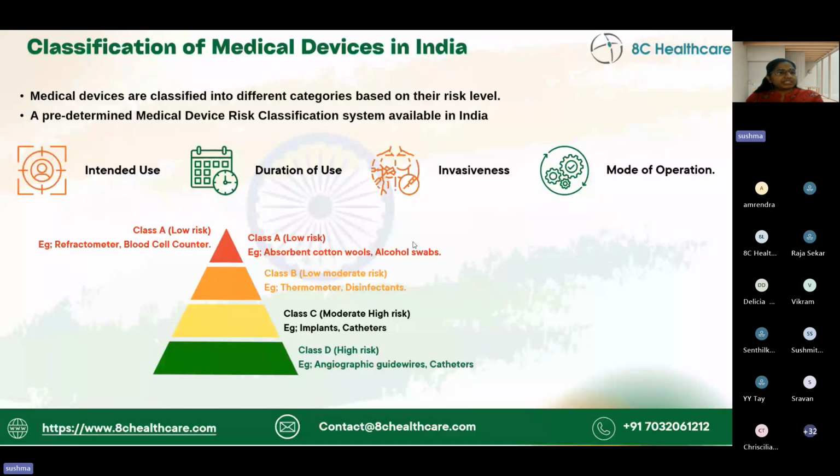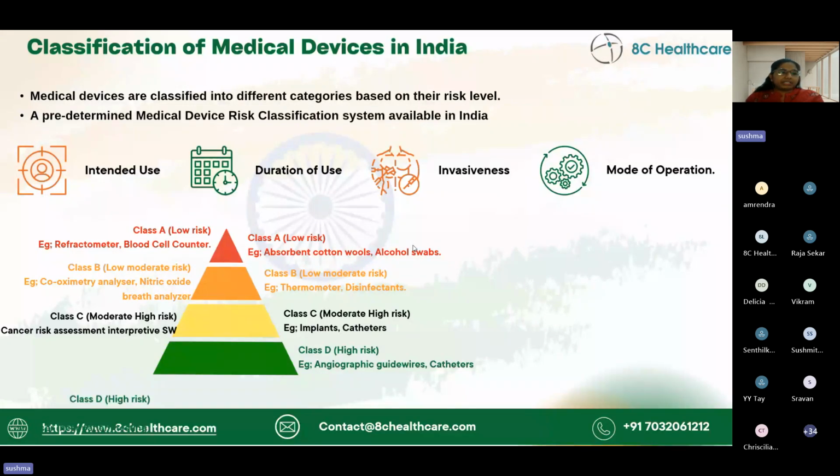So for class A, low risk, the example can be a refractometer, blood cell counter, etc. For class B, low moderate risk, co-oximetry analyzer and nitric oxide breath analyzer can be good examples. For class C, moderate high risk, cancer risk assessment interpretive device. And for class D, RHD blood grouping analyzer for near patient testing is a good example for the high risk device. So these are a few examples for the classification in India for both medical devices and in vitro diagnostics.